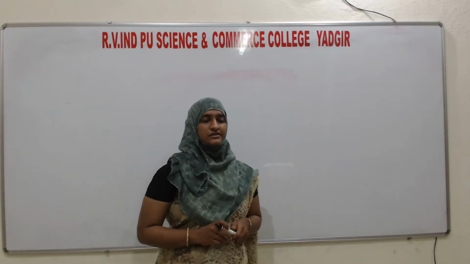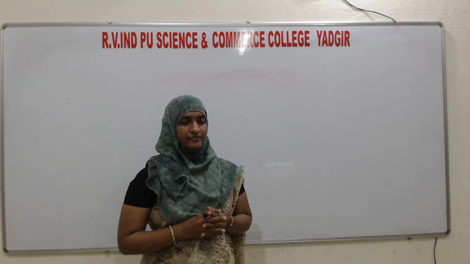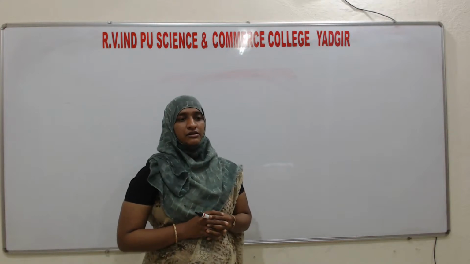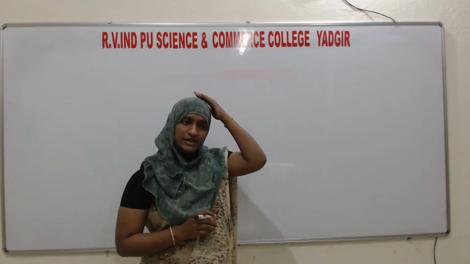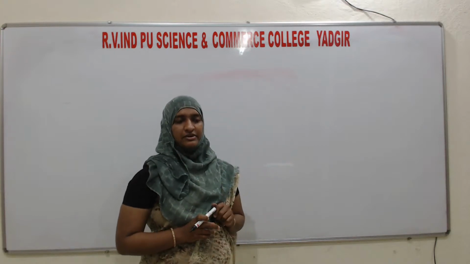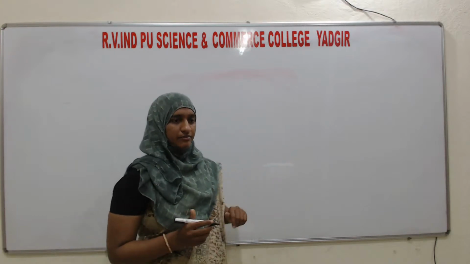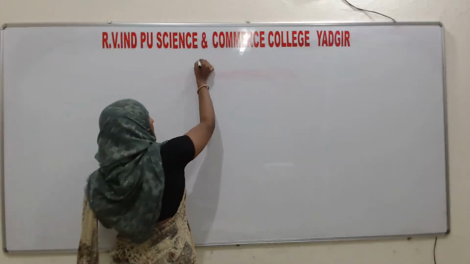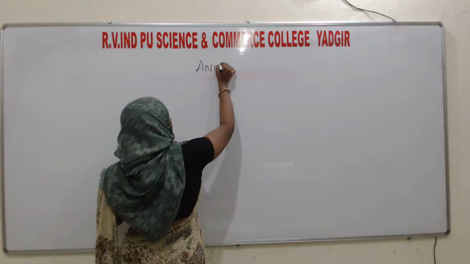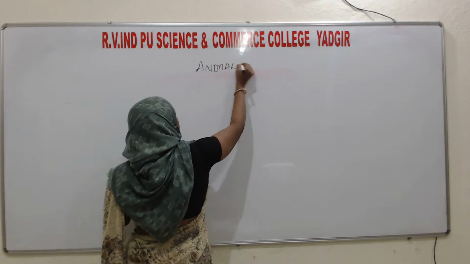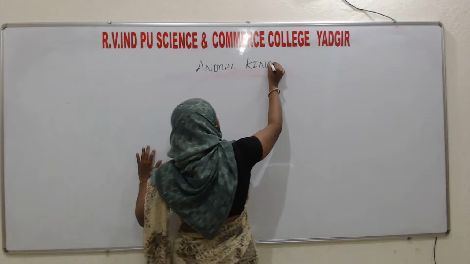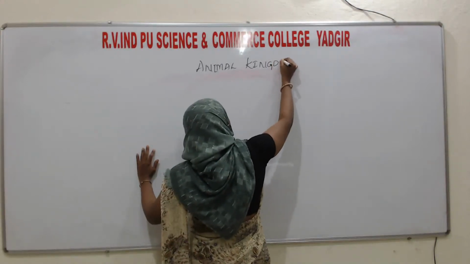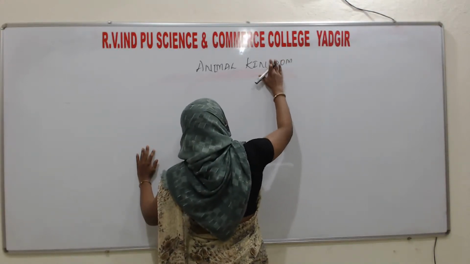So good morning students. Today a new chapter we are going to start. After the second chapter, that is biological classification, directly we will go to the fourth chapter, that is the Animal Kingdom. Chapter name: Animal Kingdom.